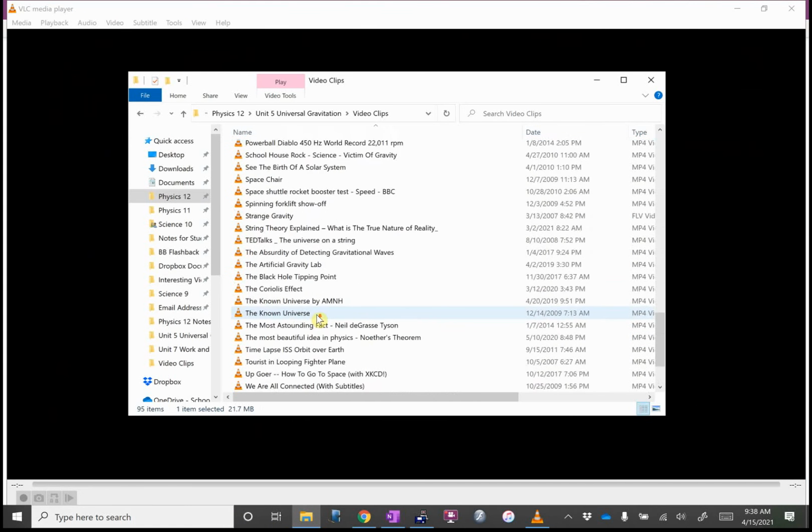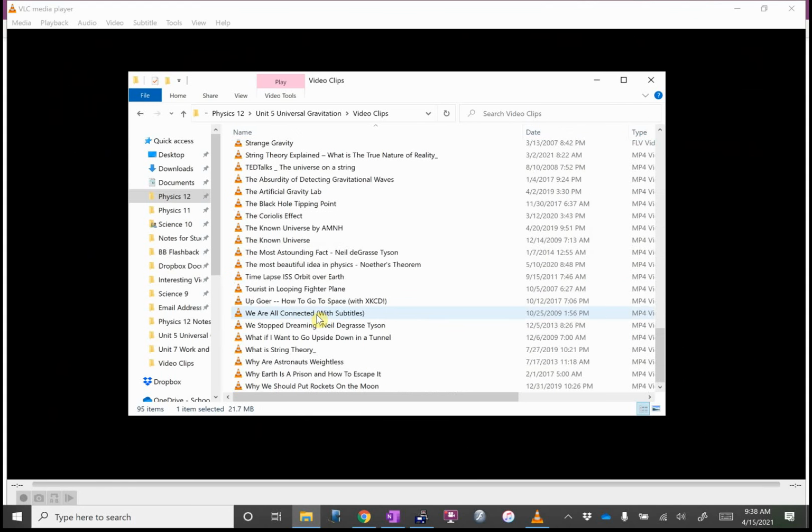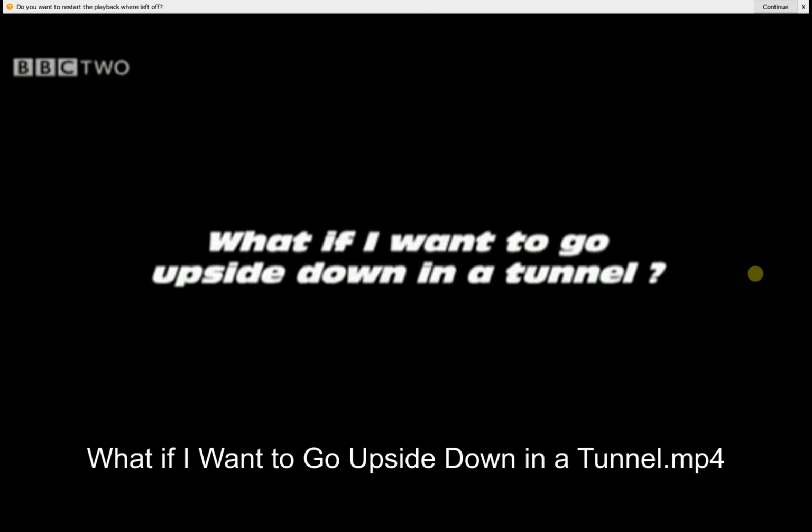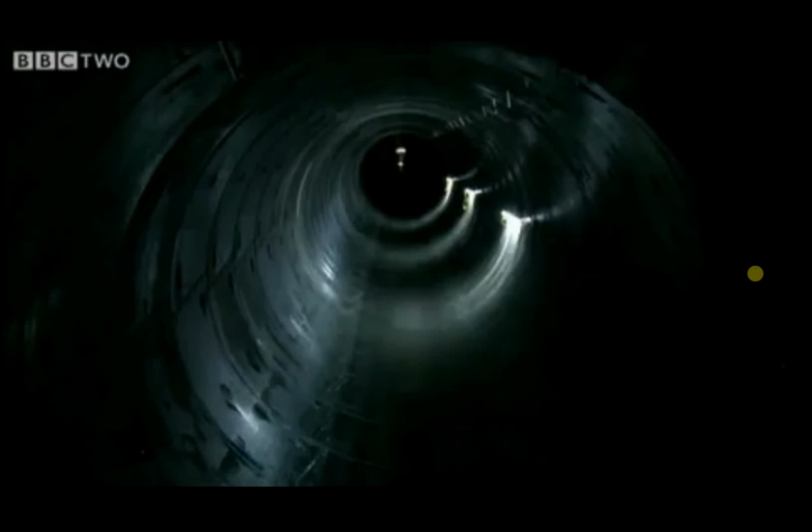Okay, well, what if instead of a loop-the-loop, what if you were in a tunnel going really fast? Could you do a quick loop on the fly? Well, it's a good question. You would be amazed how often I get asked that question.